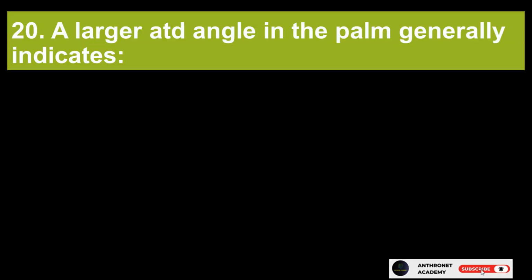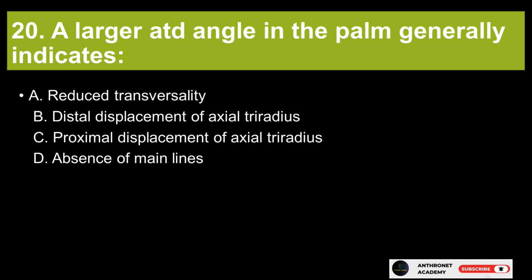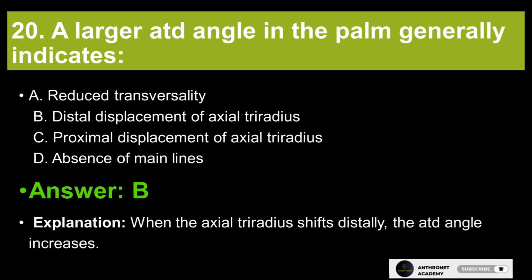Question 20. A larger ATD angle in the palm generally indicates: A. Reduced transversality. B. Distal displacement of axial triradius. C. Proximal displacement of axial triradius. D. Absence of main lines. Answer: B. Explanation: when the axial triradius shifts distally, the ATD angle increases.